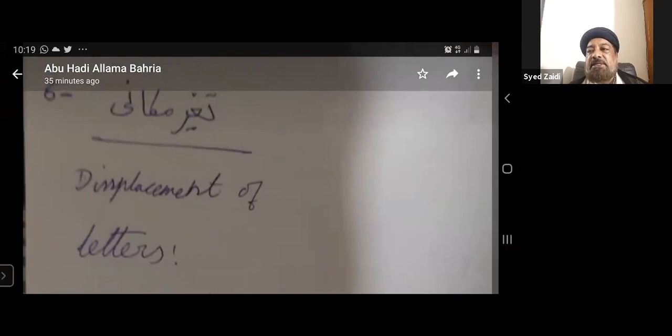And why it happens is that over a period of time, people have the tendency of changing words. There is no hard and fast rule or any formula for us to understand how it happened and why it happened, but it happened. Why? Because people over a period of time, they changed the letters. Then there was a displacement of letters inside a word.